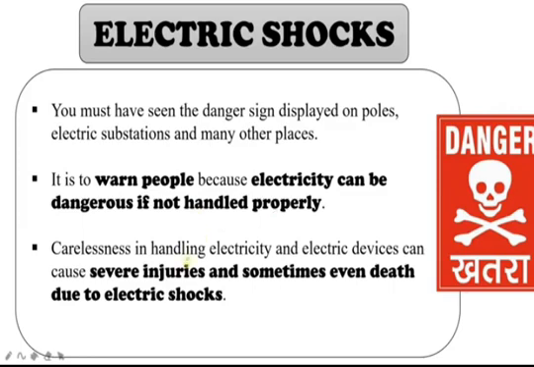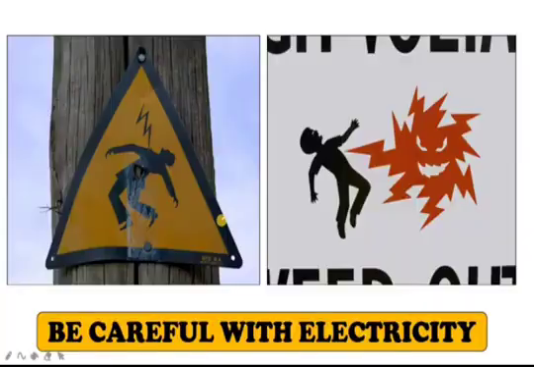You must have seen the danger sign displayed on poles. It warns people because electricity can be dangerous if not handled properly. Careless handling of electricity and electric devices can cause severe injuries and sometimes even death due to electric shock. You may see different death cases due to electrical shock, right? Always keep away from those, and protect your body by wearing insulators.